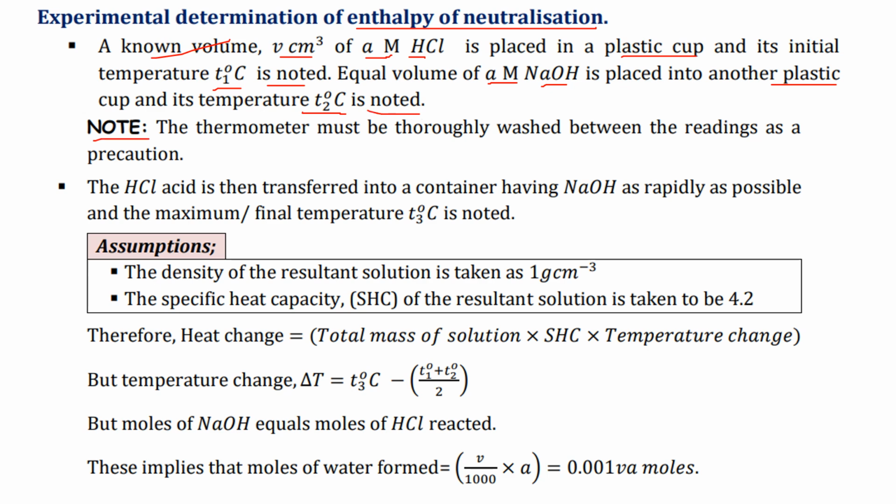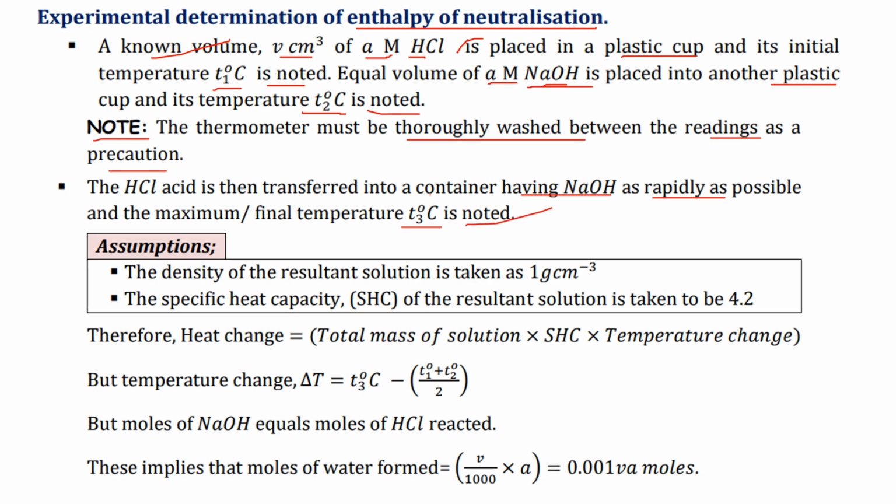When noting these two different temperatures, the thermometer must be thoroughly cleaned and dried properly between the readings, when moving it from the beaker of hydrochloric acid to the beaker of sodium hydroxide, as a precaution. The next step is that the hydrochloric acid is transferred into the container having sodium hydroxide as quickly as possible, and then the maximum or final steady temperature, denoted T3 degrees Celsius, is noted.